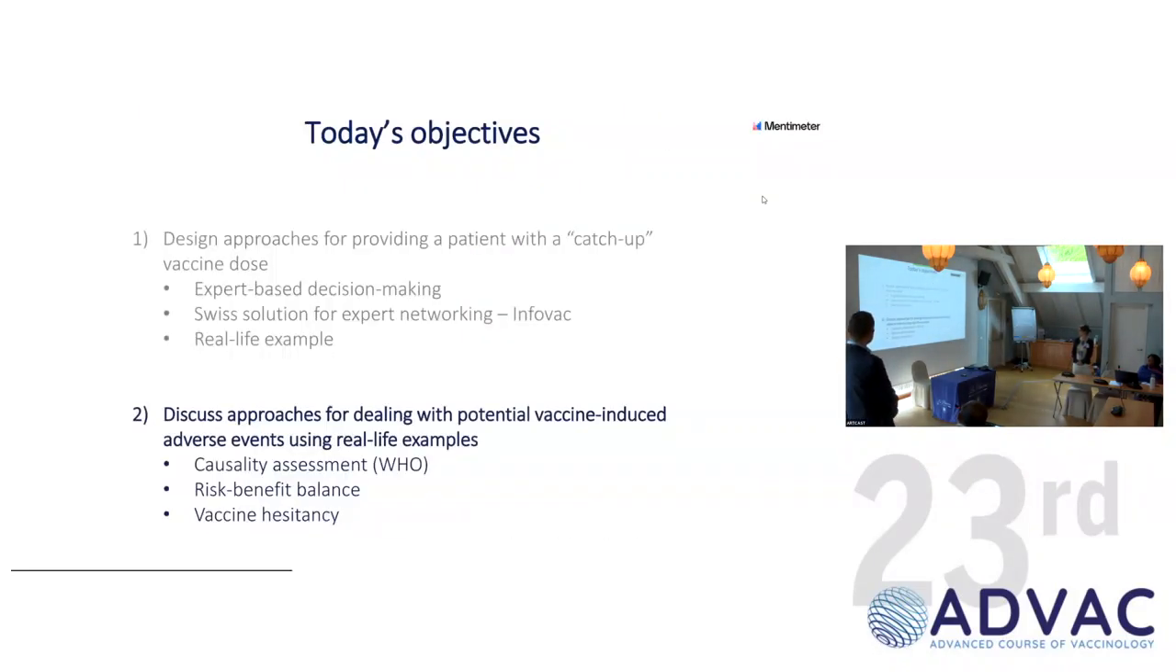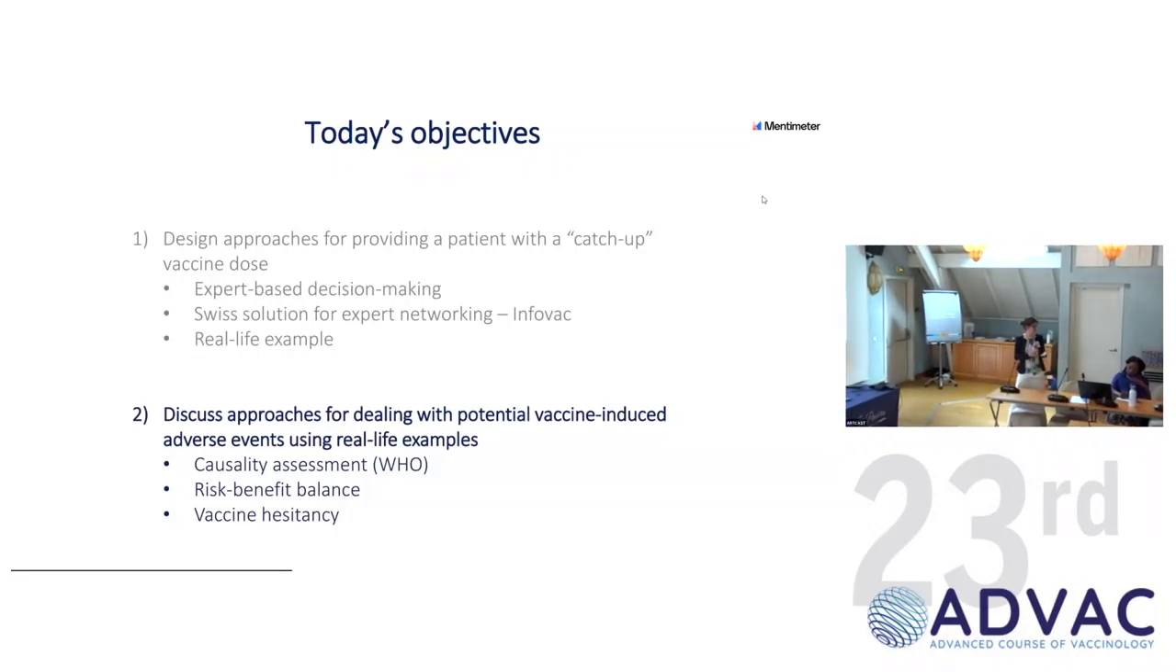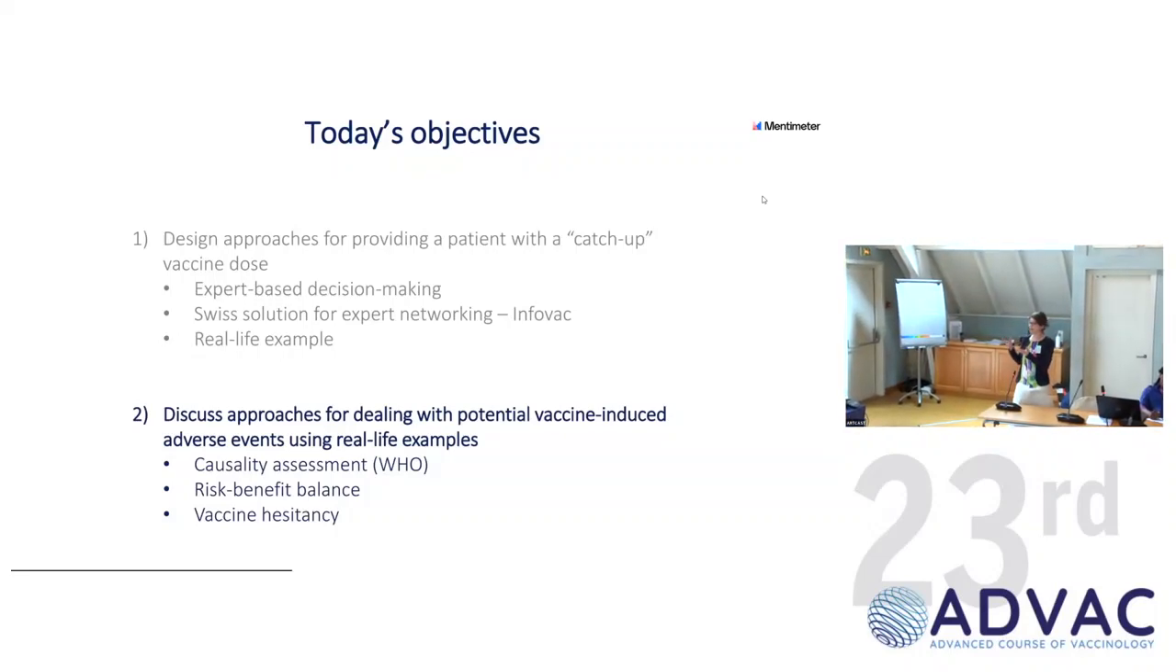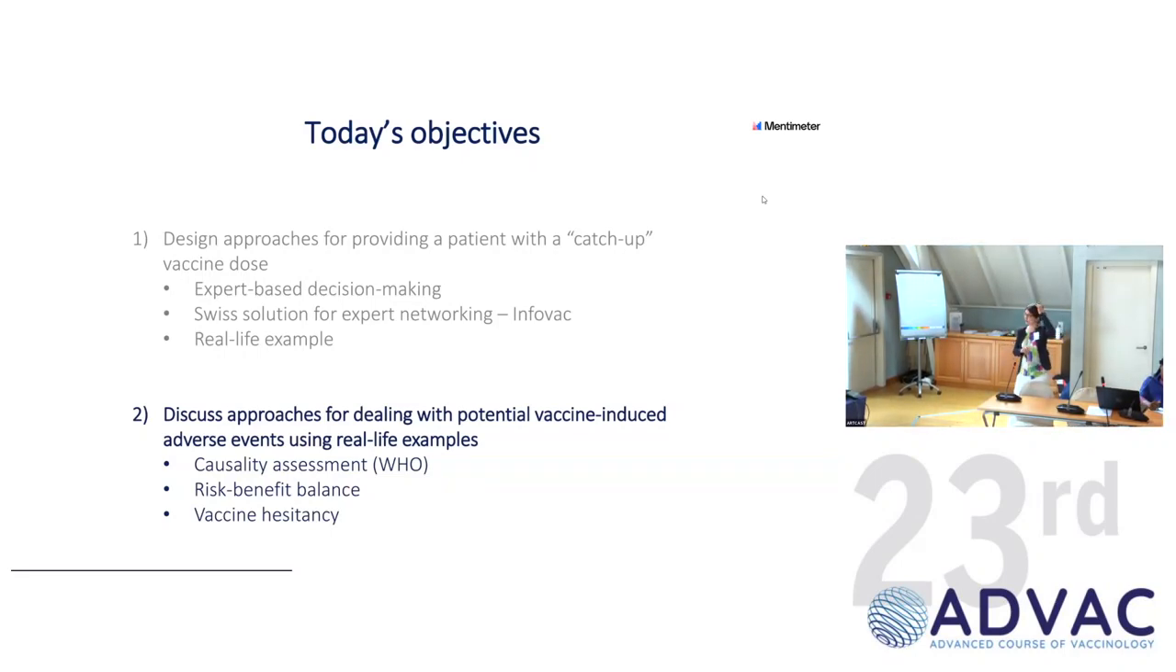So then in the second part, now we showed you the expert-based recommendations that you can give your colleagues, and for example, to help them provide approaches for how to talk to patients about catch-up vaccine doses. And now we would like to go into the other objectives using more of these cases to be a little bit more interactive and to keep you more awake and not in the food coma in which you might be: causality assessment, the risk-benefit balance, and then probably after the break, some cases on vaccine hesitancy.